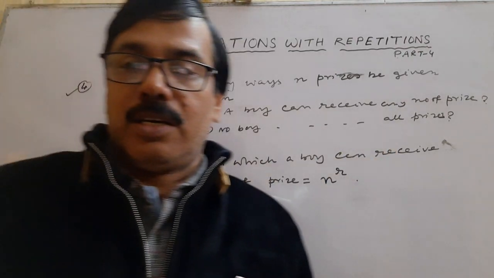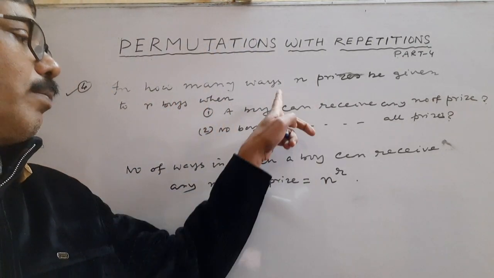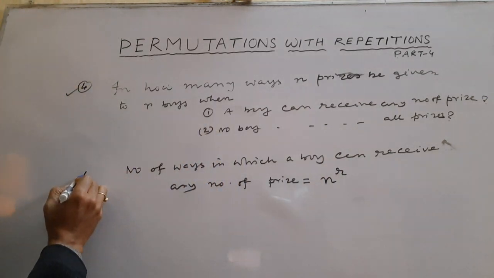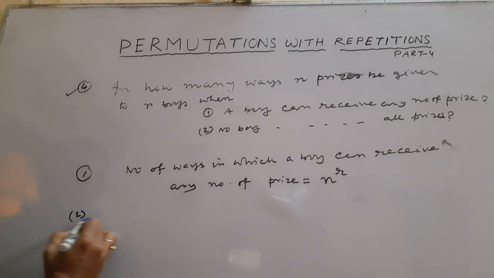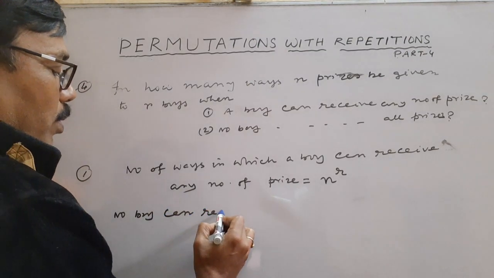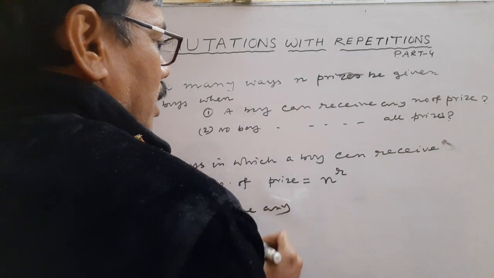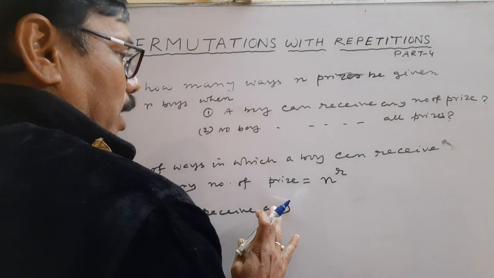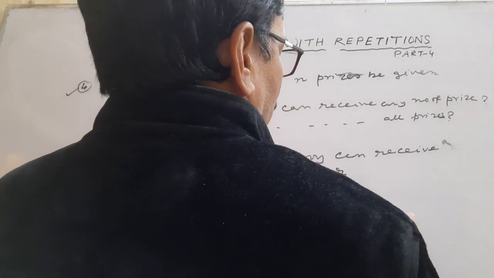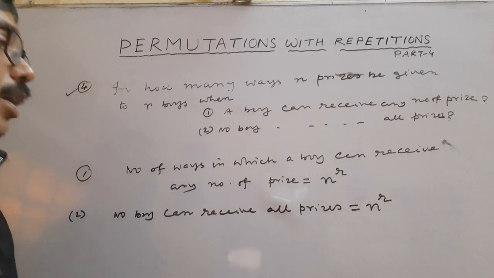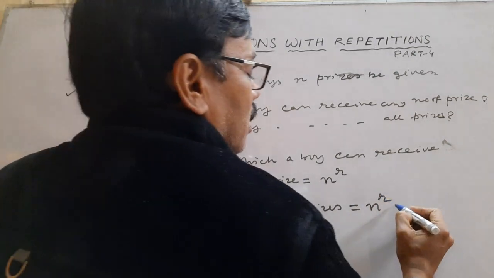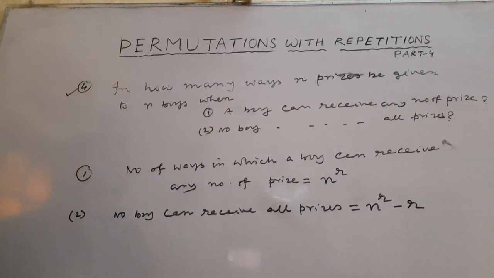n to the power r. Number of prizes is the base, number of persons is r. So this is number 1. And number 2, no boy can receive all prizes. All prizes to one boy equals n to the power r, but here no boy can receive all prizes, so n to the power r minus r, because there are r boys.